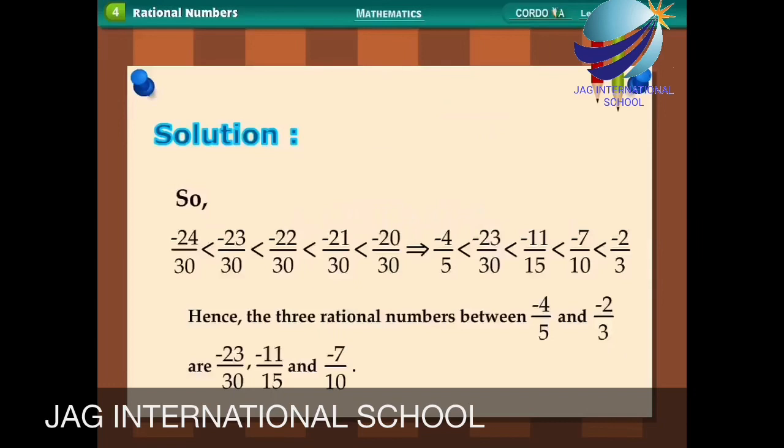So, minus 24 upon 30 is less than minus 23 upon 30, less than minus 22 upon 30, less than minus 21 upon 30, less than minus 20 upon 30. This implies minus 4 upon 5 is less than minus 23 upon 30, less than minus 11 upon 15, less than minus 7 upon 10, less than minus 2 upon 3. Hence, the three rational numbers between minus 4 upon 5 and minus 2 upon 3 are minus 23 upon 30, minus 11 upon 15 and minus 7 upon 10.